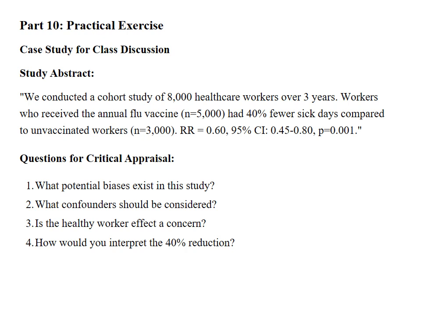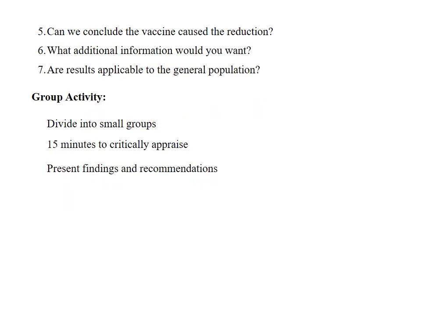Questions for critical appraisal. What potential biases exist in this study? What confounders should be considered? Is the healthy worker effect a concern? How would you interpret the 40%? Can we conclude the vaccine caused the reduction? What additional information would you want? Are results applicable to the general population? Now it's a group activity: divide into small groups, 15 minutes to critically appraise, and present findings and recommendations.